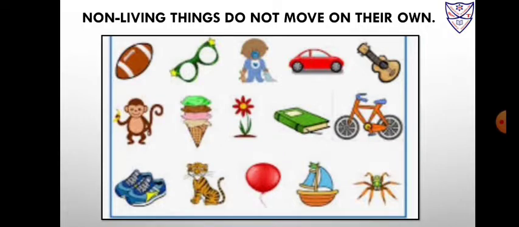Non-living things do not move on their own. Now you must have seen many non-living things around you, such as a car, piano, book, cycle, balloon, chair, scooter. These are all non-living things, and they cannot move on their own. They are only moved when we move them. So they can't move on their own. That's why they are non-living things.